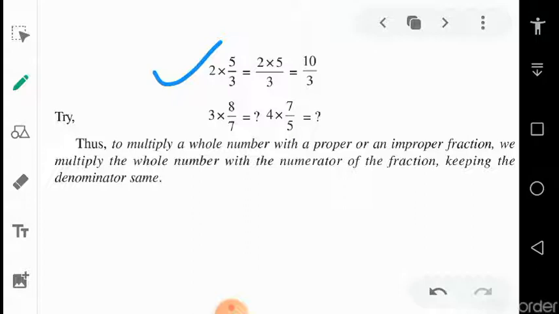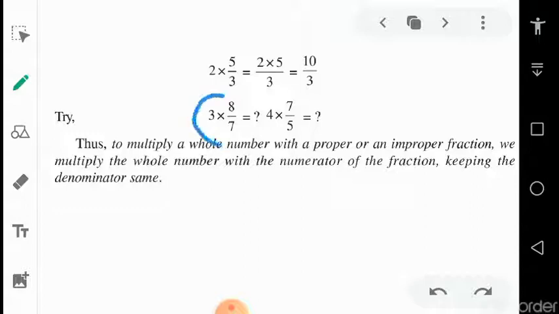In the second one, 3 is multiplied by 8/7. So 3 is a whole number and 8 is the numerator. Now 3 is multiplied by 8. Similarly, in the third one 4 is multiplied by 7/5 here. So 4 is multiplied by 7. We will not do anything with the 5 because the whole number is multiplied with the numerator only and keeping the denominator same. So I hope you understood this, and let me write the answer of both these.